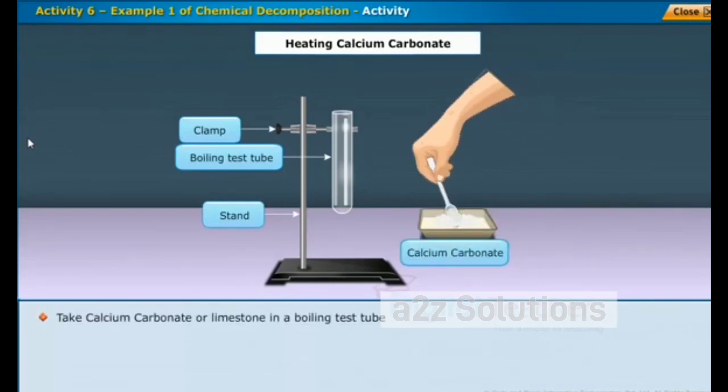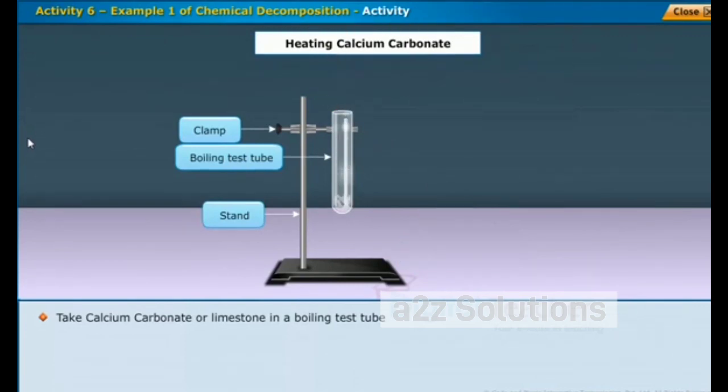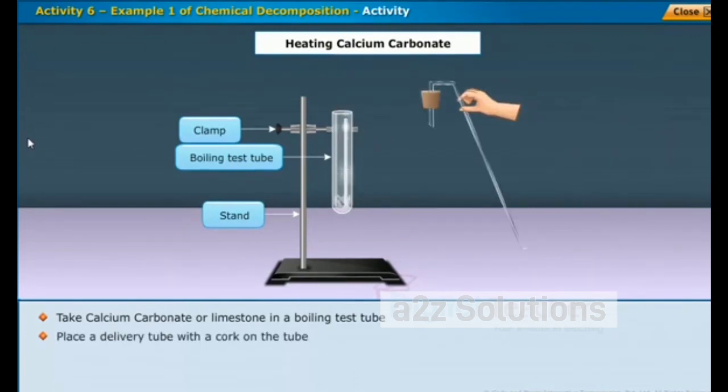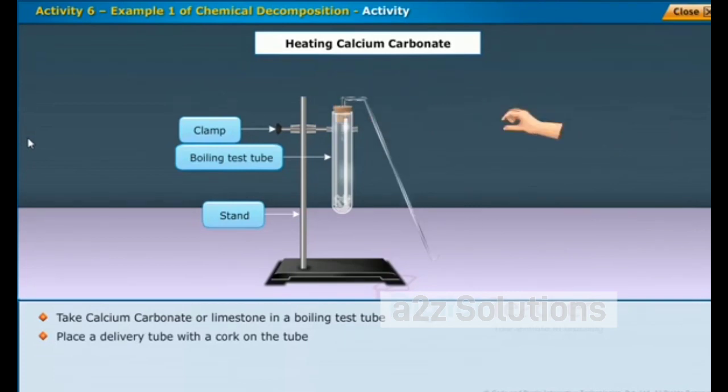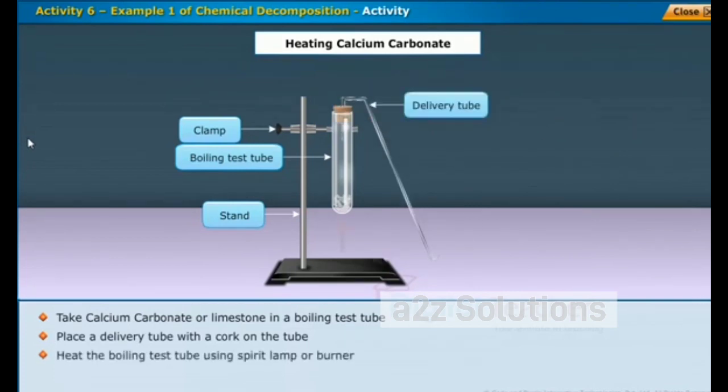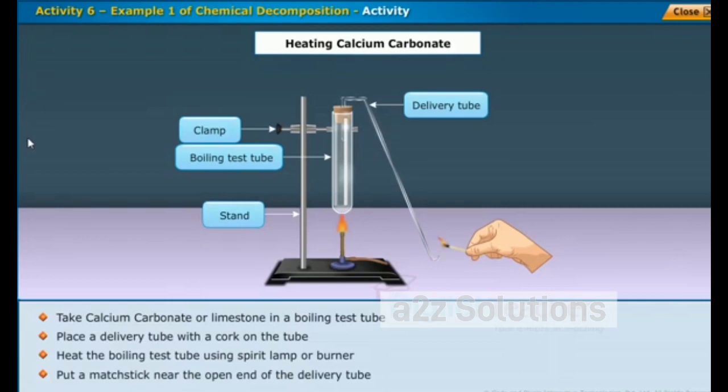Take calcium carbonate or limestone in a boiling test tube. Place a delivery tube with a cork on the tube. Heat the boiling test tube using spirit lamp or burner. Put a matchstick near the open end of the delivery tube.